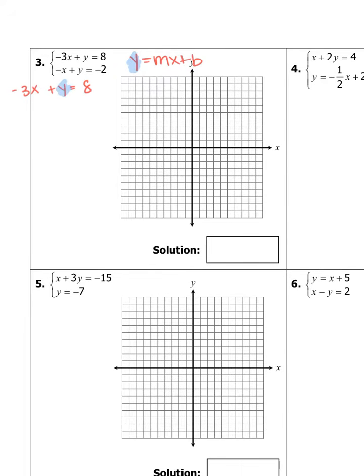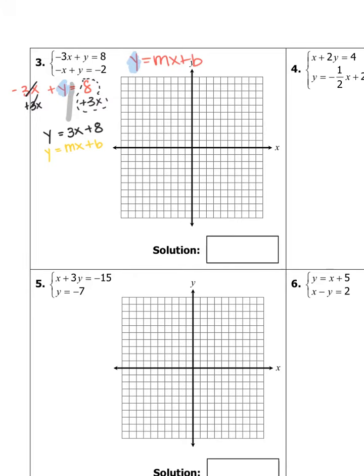So I need to get that 3x to the other side. So since it's a -3x, I'm going to add 3x to the other side. When I do that, I'm left with the y. And over here on the right side of my equal sign, I have an 8 and a positive 3x. I can't add those together because they're not like terms. So I'm just going to write it 3x plus 8. So now it does look like y equals mx plus b.